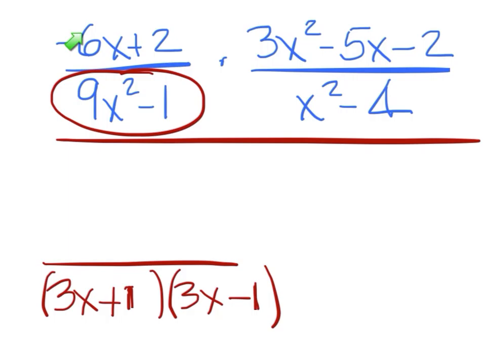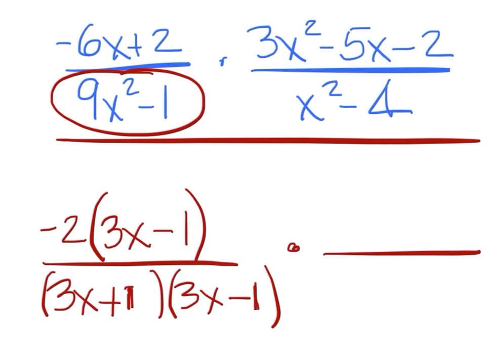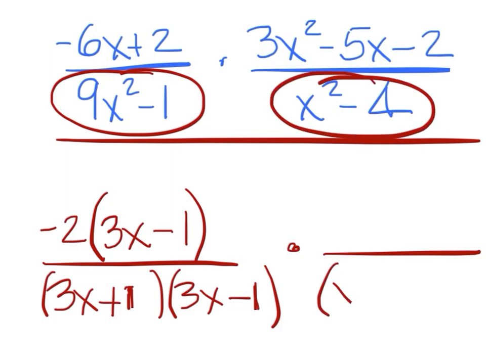Anytime you see a negative sign at the beginning of something, chances are you could at least factor out a negative 1. In this case, I could factor out a negative what? 2. And if I do that, I'm left with 3x minus 1. Does that help me out? Yes. Here's another difference of 2 squares here. That's an x plus 2, x minus 2.